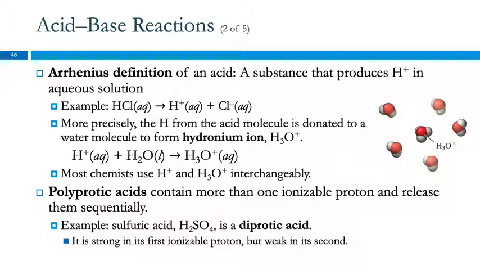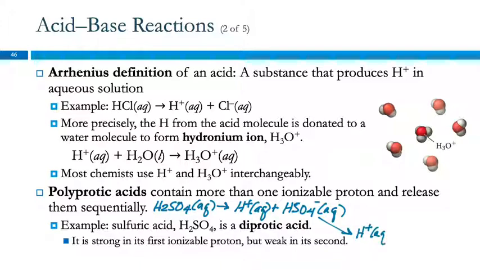If we look at what happens when we put H2SO4 into water, the first thing that happens is we get one hydrogen ion and the hydrogen sulfate ion. And then the hydrogen sulfate ion also loses a hydrogen ion and becomes a sulfate ion. So they lose them one at a time. Yeah, there are two separate reactions.